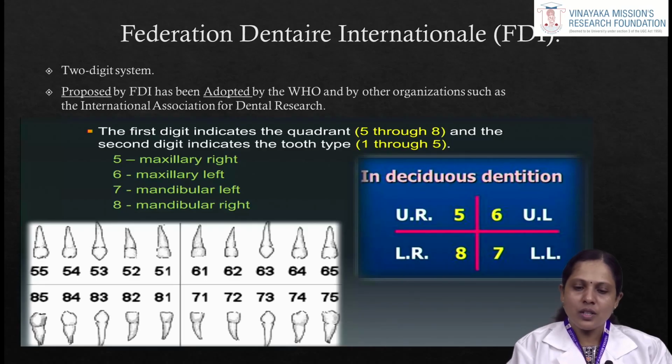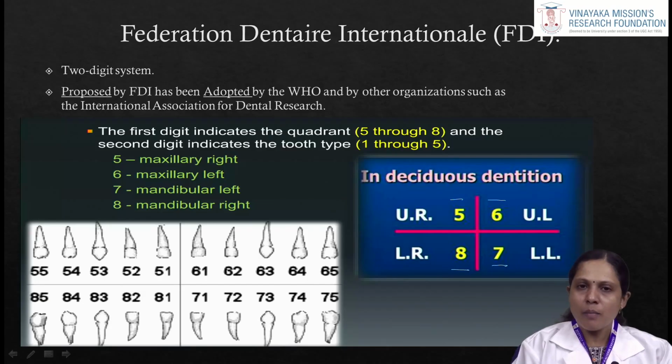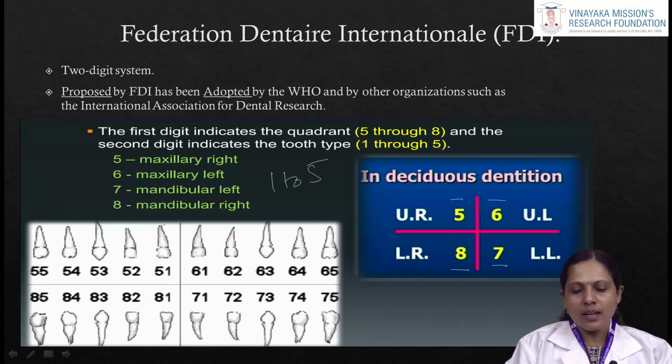For primary dentition, the first digit is 5, 6, 7, 8. 5 denotes upper right quadrant, 6 denotes upper left, 7 denotes lower left and 8 denotes lower right. The second number will be uniform, 1 to 5, so 5 teeth in each quadrant. So 6-1 denotes the upper left central incisor, 6-2 denotes the upper left lateral incisor, and 6-3 denotes the upper left canine.